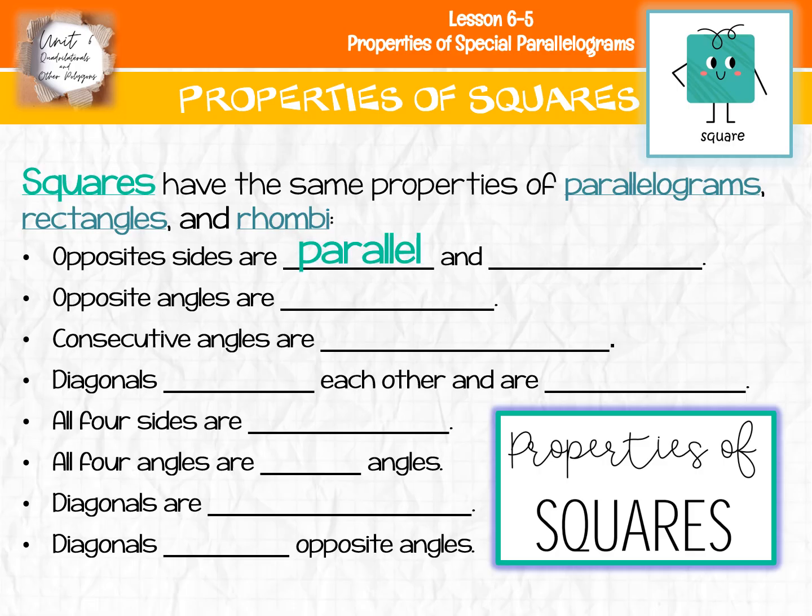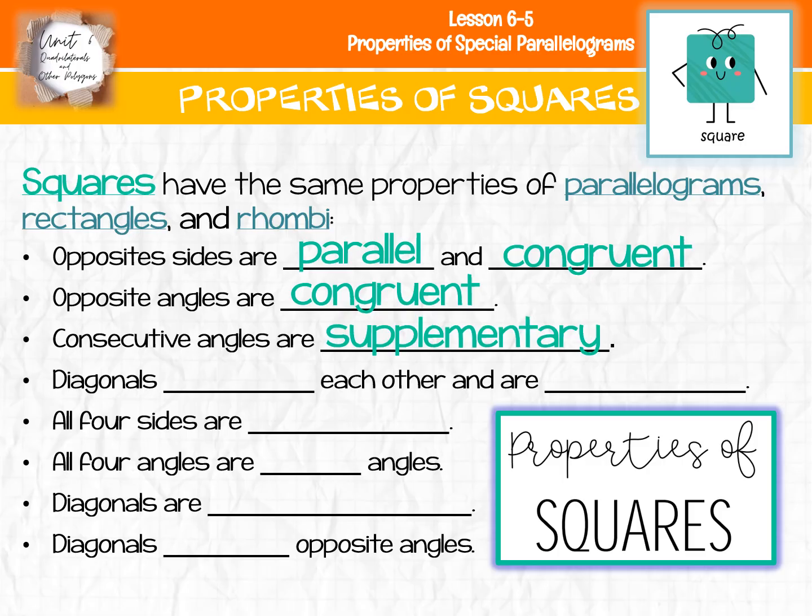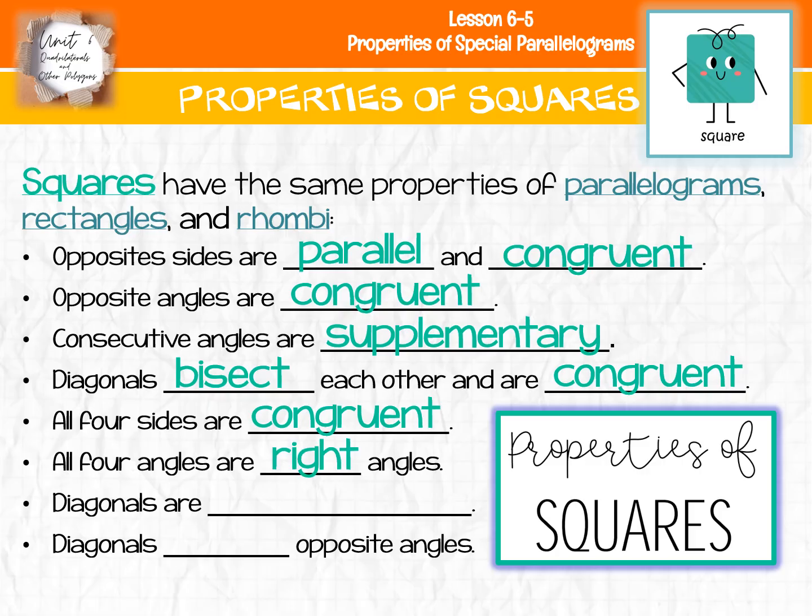Okay, opposite sides are parallel and congruent. Opposite angles are congruent. Consecutive angles are supplementary. Diagonals bisect each other and are congruent. All 4 sides are congruent. All 4 angles are right angles. Diagonals are perpendicular and diagonals bisect opposite angles. There's all of our properties.